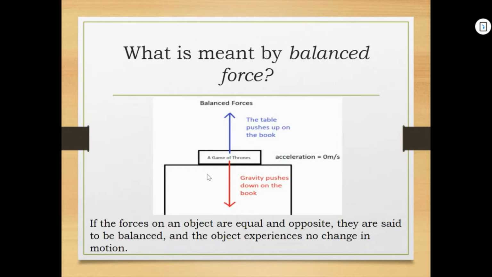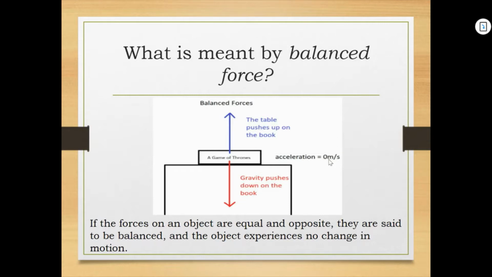So here are the two forces again. The gravity is pushing down on that Game of Thrones book, and you see that right there in the red. And then you see in the blue, the table is pushing up on the book. And so the acceleration is 0 meters per second, which means the book isn't moving, right? It's not going anywhere because the table is pushing it up and gravity is holding it down. So the objects here experience no change in motion because, again, they are balanced. The gravity pushing down on the book and the table pushing up on the book are balanced.